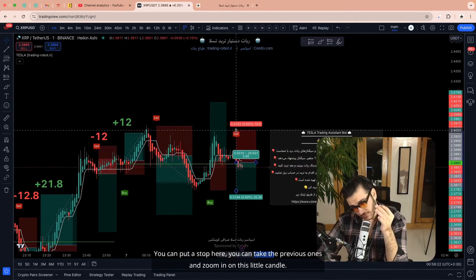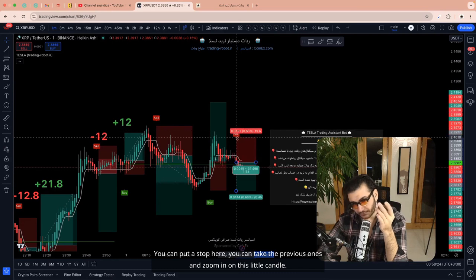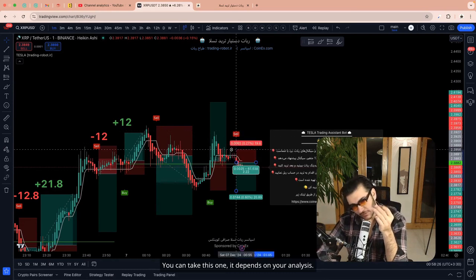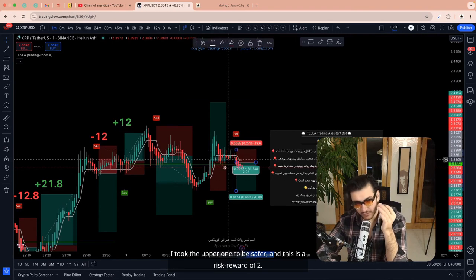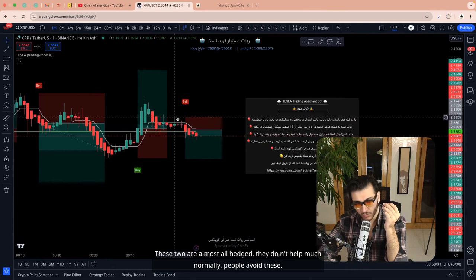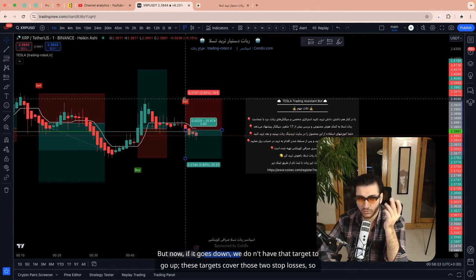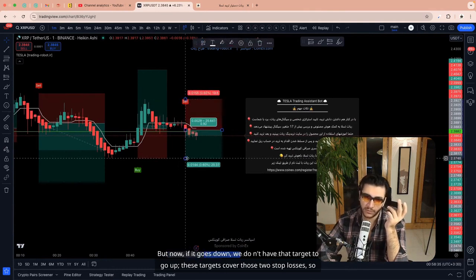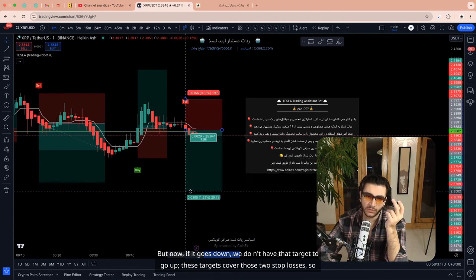You can put a stop here. You can take the previous ones and zoom in on this little candle. You can take this one. It depends on your analysis. I took the upper one to be safer, and this is a risk reward of 2. These two are almost all hedged. They don't help much. Normally, people avoid these, but now if it goes down, we don't have that target to go up. These targets cover those 2 stop losses, so that's the game.